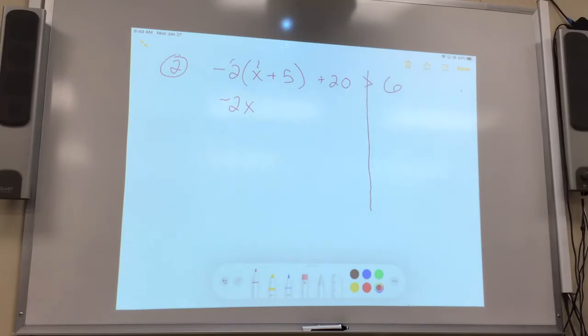And be careful with your negatives here. What's negative 2 times 5? Sam? Negative 10. So I'm just going to write that as minus 10. And then don't forget the plus 20 and the greater than 6.